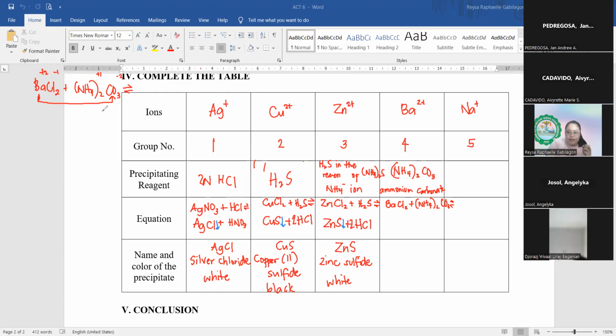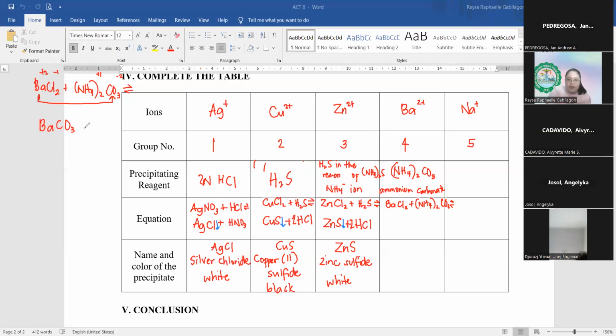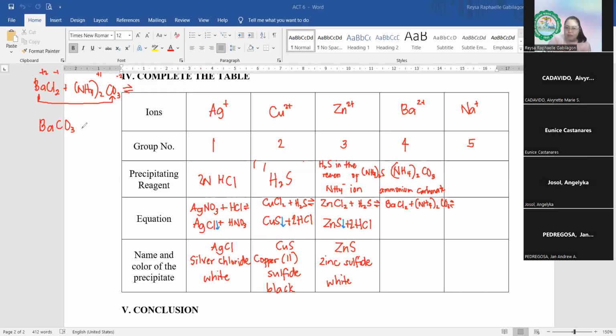Yes, Iverette? BaCO3 po. Okay, BaCO3. Ba and then CO3. So, wala nang ibang subscript dyan. Bakit? Kasi parehas silang 2. Si barium, +2. Si carbonate, -2. That is equal to 0. No need for the crisscross. So, idugtong mo na lang yung kanilang mga symbols.